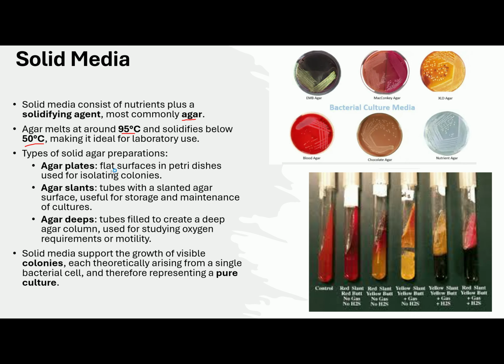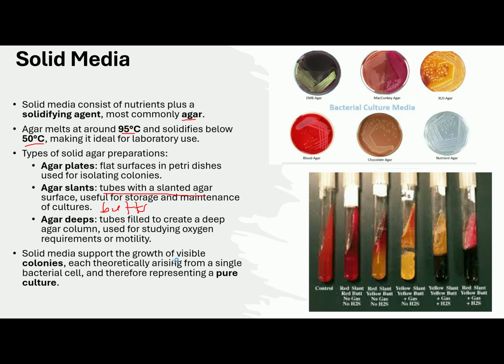Now, for plates, these are where you would use a petri dish. You would pour the media on a petri dish. For slants, tubes are placed in a slanted position to create a slanted agar surface, useful for storage and maintenance of cultures. Then, the agar dip. Another name for agar dip is agar butts. Tubes are filled to create a deep agar column used for studying oxygen requirement or motility.